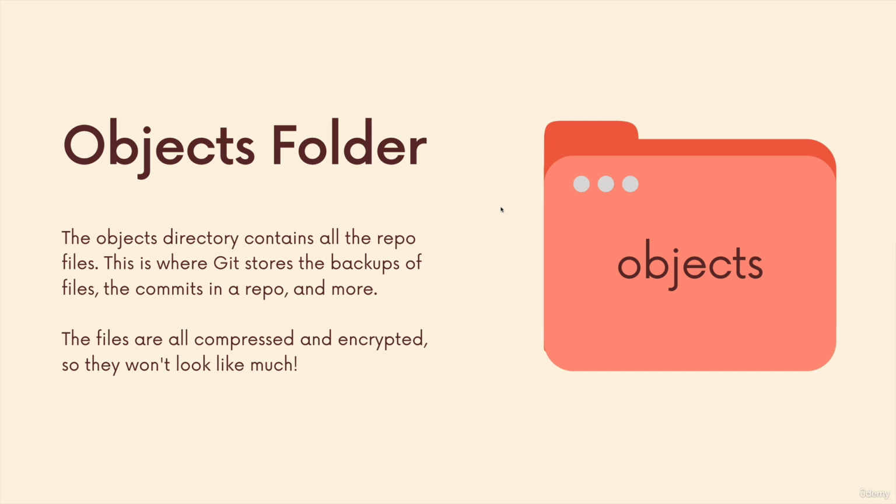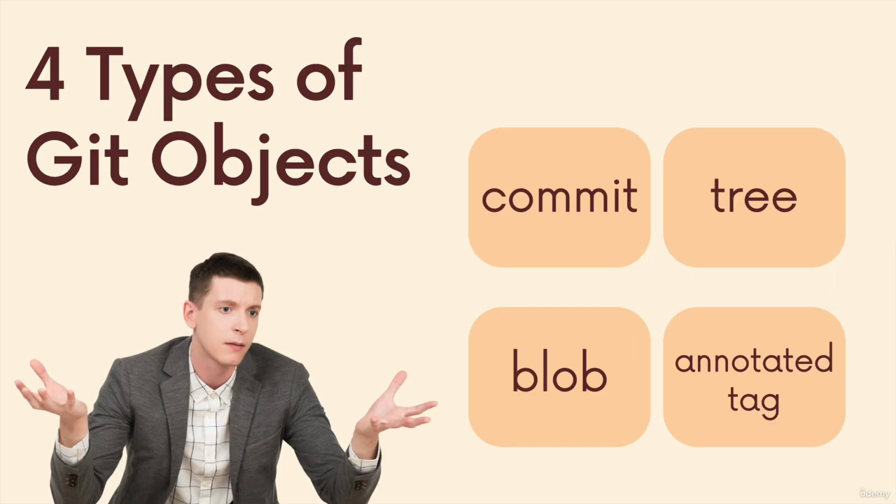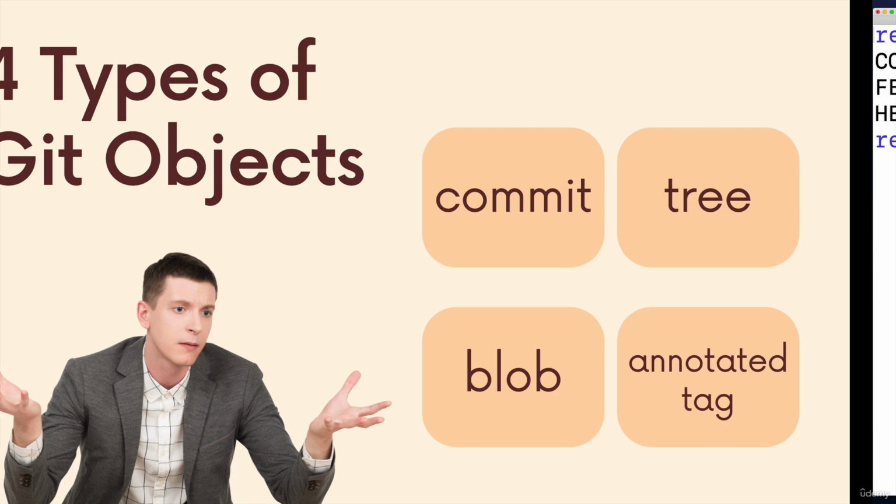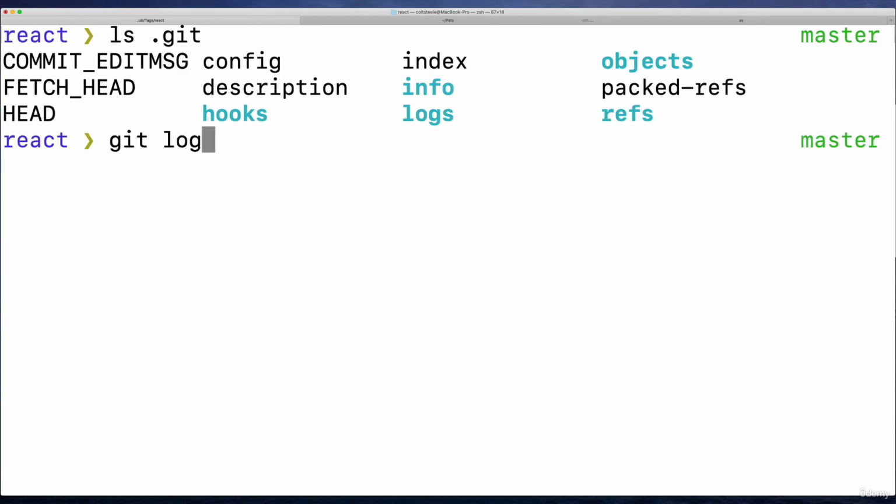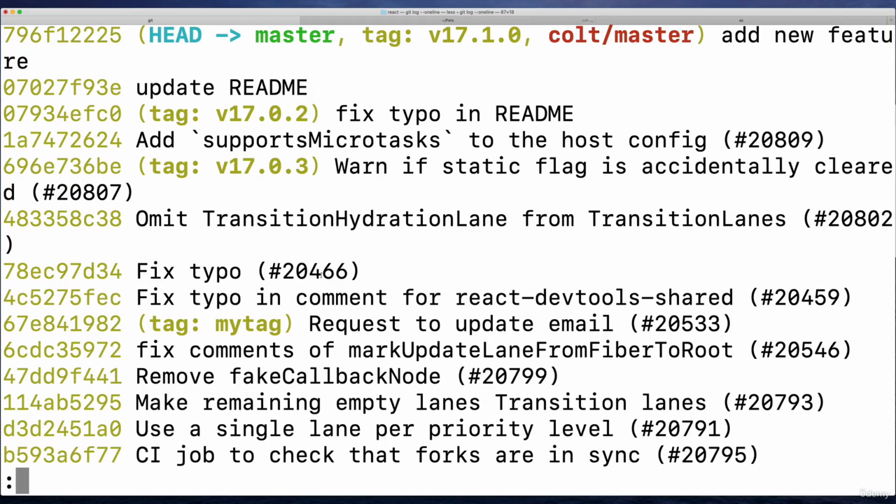But inside of this folder, there are really 4 different types of basic Git objects. And this is what we're going to spend a lot of time talking about in the next few videos. Those 4 types are commits, trees, blobs, and annotated tags. So these are 4 different things that are stored in this objects directory, really the core of Git. They're all going to be hashed. We've seen the commit hashes before, those long, crazy strings. We're going to learn a lot more about those in the next couple of videos.